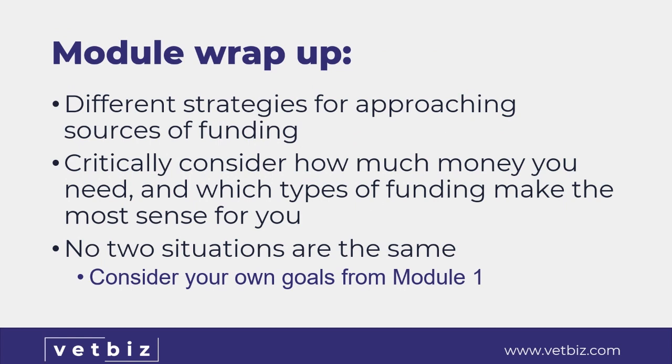So this module in summary, there's different strategies for approaching different sources of funding. Critically consider how much money you need, what people, places, and things you need, and which types of funding make the most sense for you. Or maybe it's a combination of everything we described. It's a combination of bootstrapping it yourself, SBA guaranteed loans, and maybe an outside investor or business partner as well to bring you benefits beyond the money.